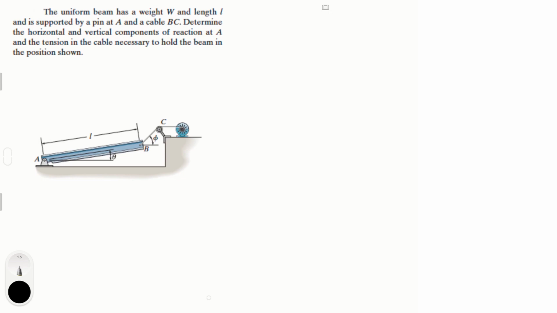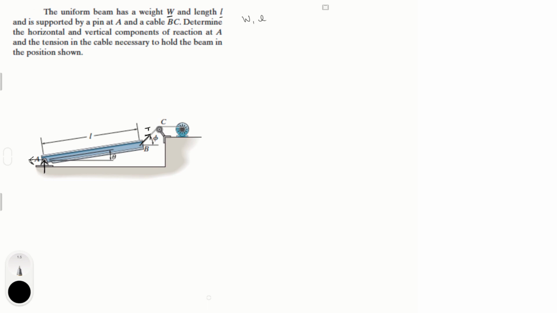Okay, so when you do this kind of problems, it's better to see what they give you. So look at what they give us. They give us W, they give us L, and it's supported at the pin A and cable BC. Okay, perfect. So what most likely they want us to do is determine this tension and then this reaction, which is going to be going up and it's going to be going to the left.